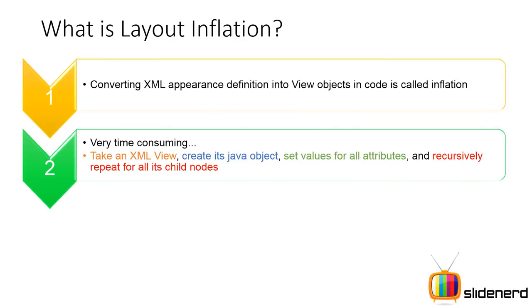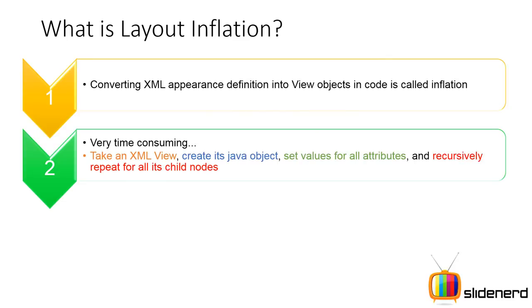Think about this. You have your linear layout, you have your text view. Your linear layout has some layout width equal to something, layout height equal to something. You say orientation should be vertical, and then your text view also has set text, background. All these attributes have to be converted into Java values, right? And that is a very time consuming operation.